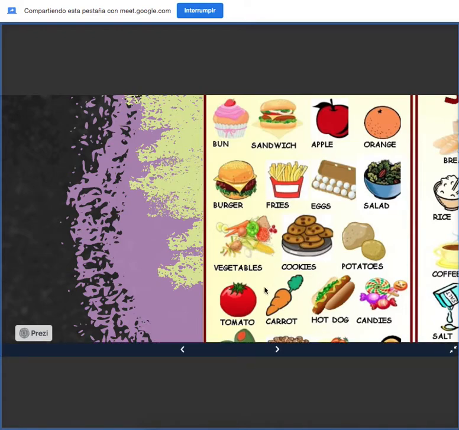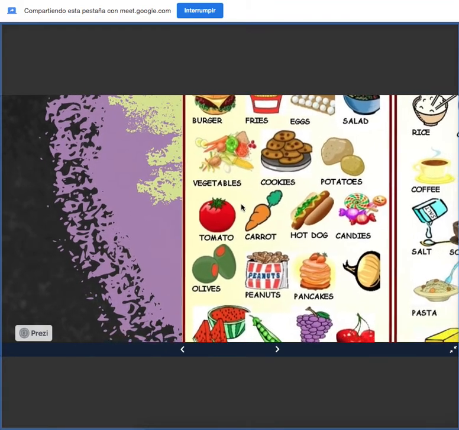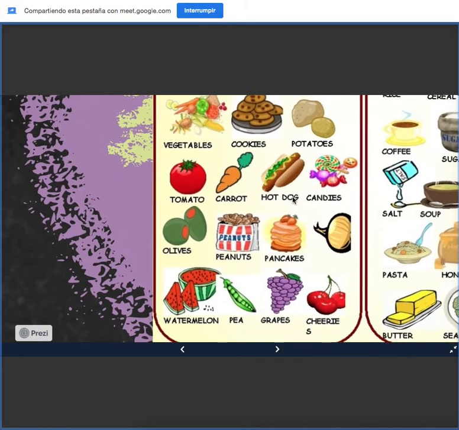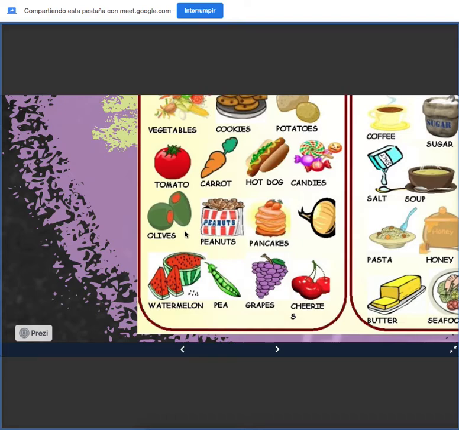Cookie. Cookies. Potatoes. Potato. You have tomato, carrot, as I was telling you, in vegetables. Hot dog or hot dogs. You can count candies, like in Halloween, for example. Olives, peanuts, pancakes, onions, watermelons, peas, grapes, and cherries.